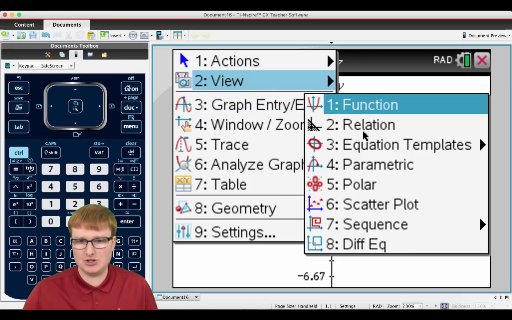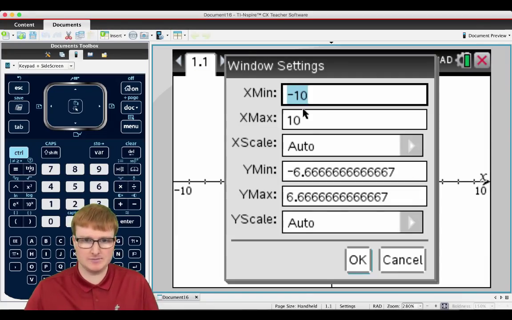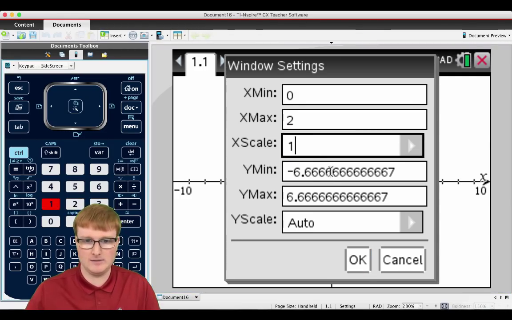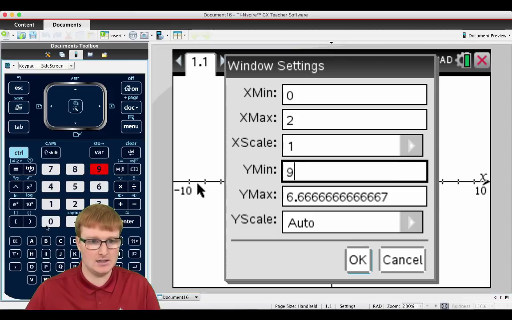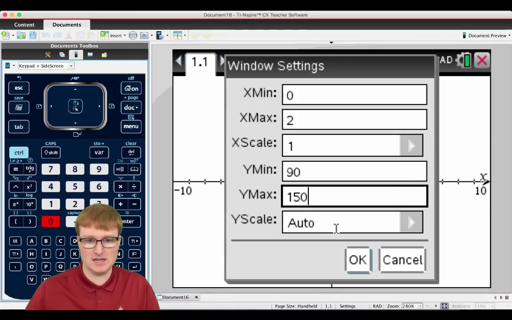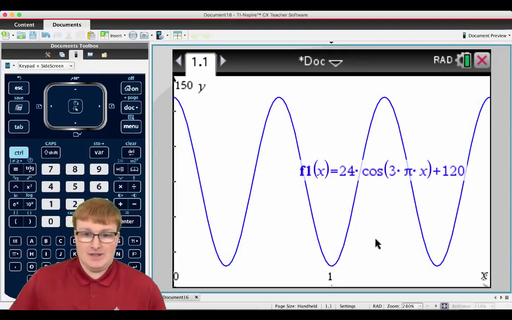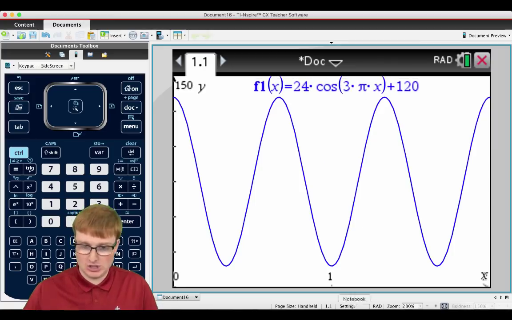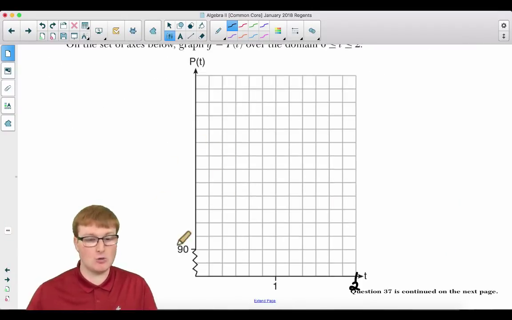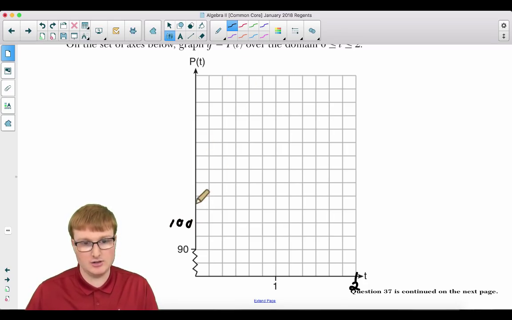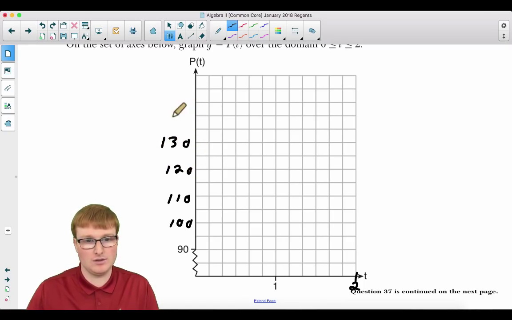So menu, window zoom, window settings. I'm going to go from 0 to 2, like they said for the x's. I'm going to make that 1. The minimum value of y is going to be 90, and the maximum value is going to be 150. And I'm going to count by tens. There's my function. Great. So let's go ahead and graph this. Label appropriately. This is going to be 90. I'm going to count by 5s here. So this is 95, 100, 105, 110, 115, 120, 125, 130, 135, 140, and this is 150 up here.